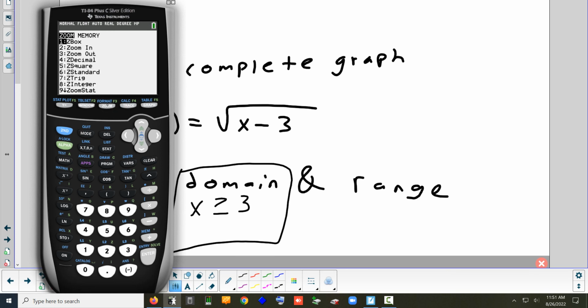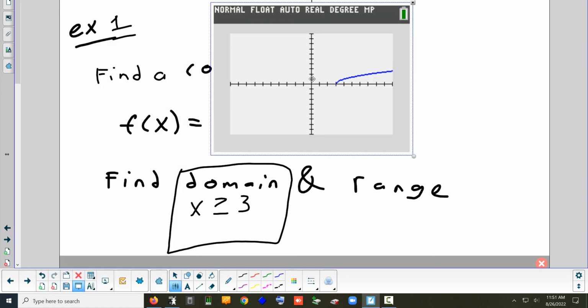I'm going to do a zoom 6. The domain is how far left and right the graph goes if you zoom out forever. We can see that it starts at 3, and it goes to the right forever. That's why it's greater than or equal to 3. The range is up and down. What's the lowest that this graph goes? 0. And what would be the highest it would reach if we zoomed out forever? 3. No. Doesn't it keep slowly rising? It just keeps slowly rising, right?